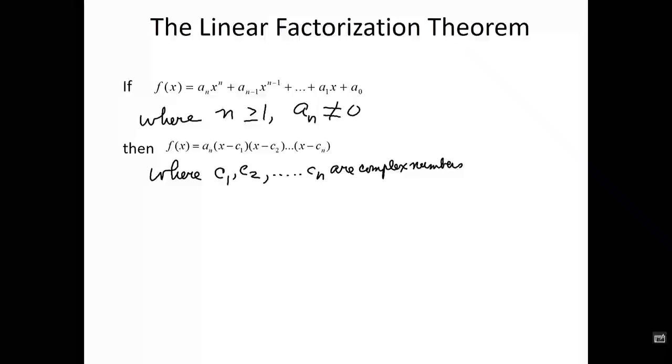The linear factorization theorem tells us that an nth degree polynomial can be expressed as the product of a non-zero constant, a sub n, and n linear factors, where each linear factor has a leading coefficient of 1. Let's now look at an example of how to use the linear factorization theorem.